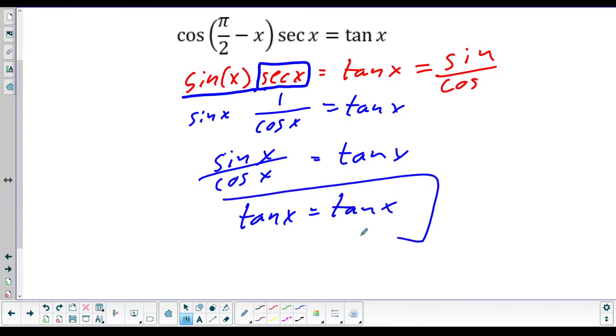There we go. So we have verified that these are, in fact, the same thing. Congratulations, you did your first example correctly. All right, let's go check out another example.